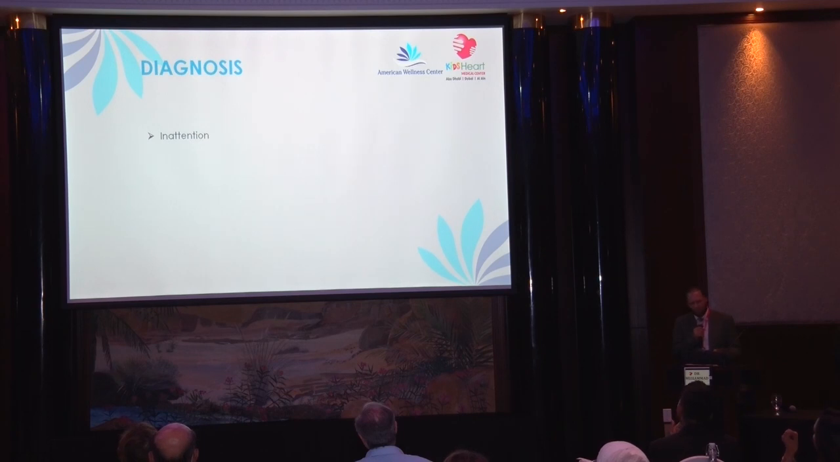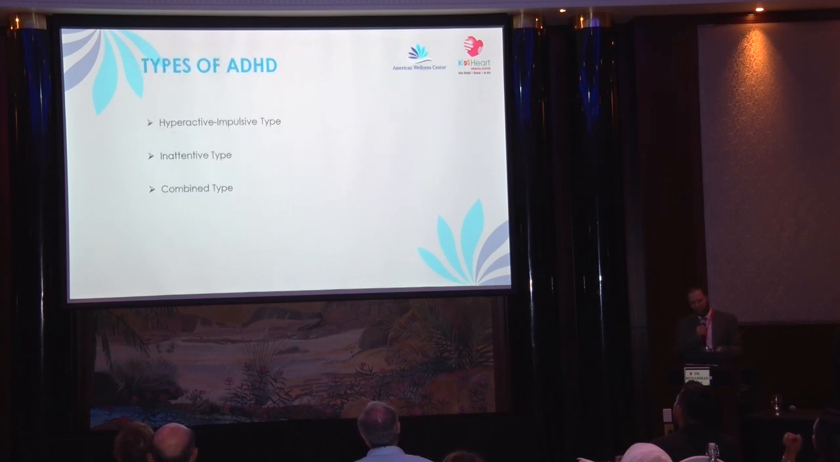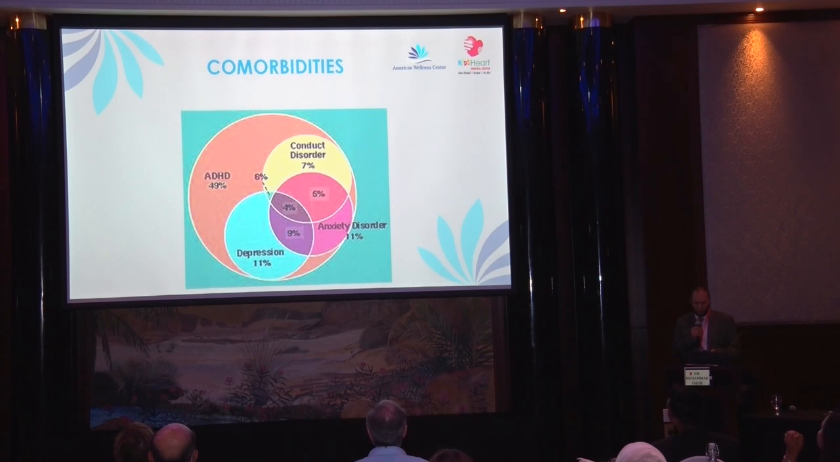So there are the inattentive type, the hyperactive-impulsive type, and the combined type, in which the kids have both hyperactivity and inattentiveness. In girls the inattentive type is more common, and in boys it's more like the combined type. So these are the comorbidity percentages.